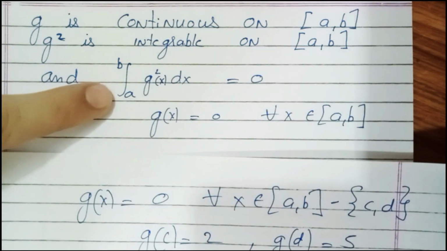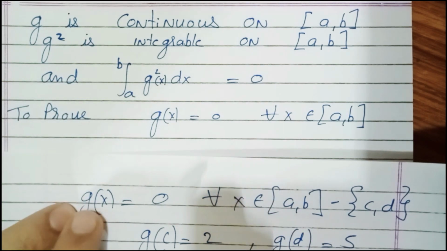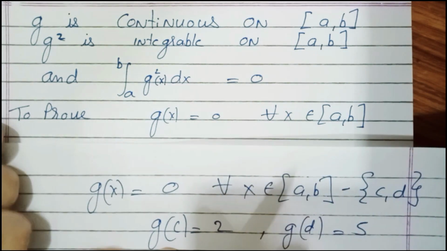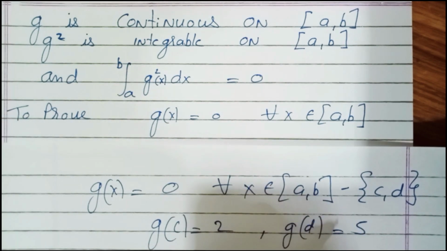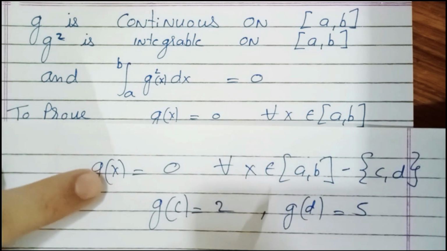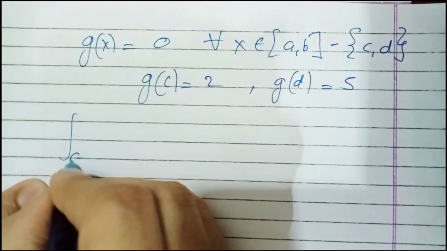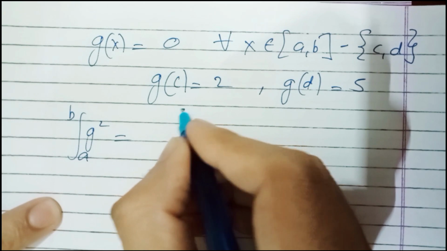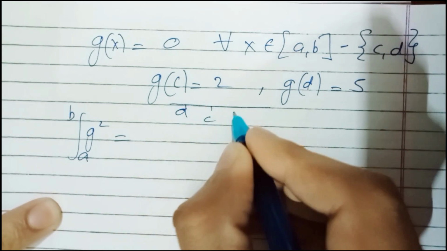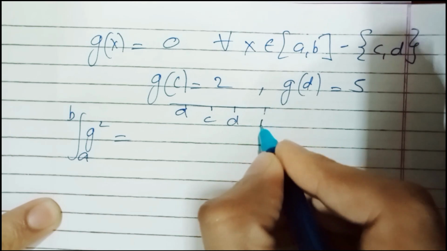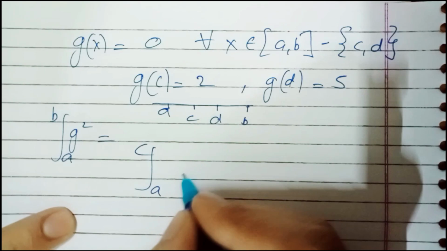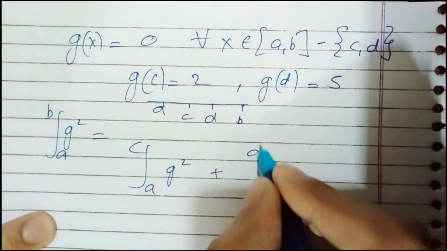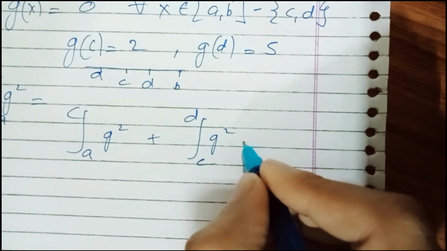So this function right here is not identically equal to 0, but the integration of g square from a to b will be 0. You know why? Because this would not make a difference in integration. Integration at a particular point is 0. So I can write the integral from a to b of g square, say a lies first, then c lies, then d lies, and then b, as the integral from a to c of g square plus c to d of g square plus d to b of g square, and this I know is 0.